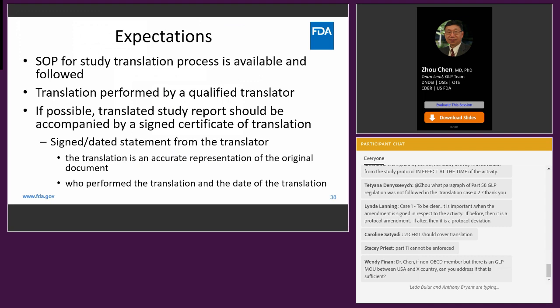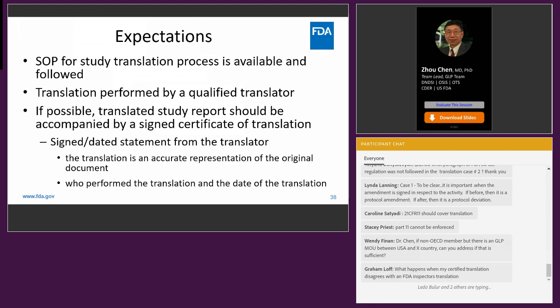Okay, here are our expectations. Our current practice for foreign language translation is to verify that the CRO performing the GLP studies should have a SOP for study report translation, and the SOP should be followed. Translation should be performed by a qualified translator. We prefer to have a certificate of translation with each translated study report. The study report should include a signed and dated statement from the translator indicating that the English version of the study report is a true representation of the original document.